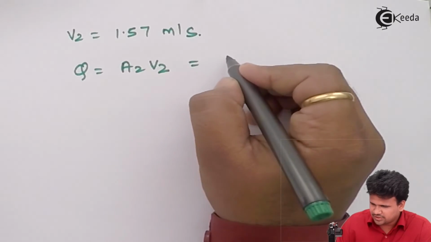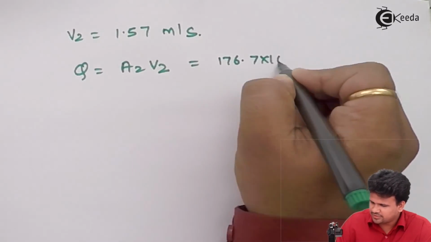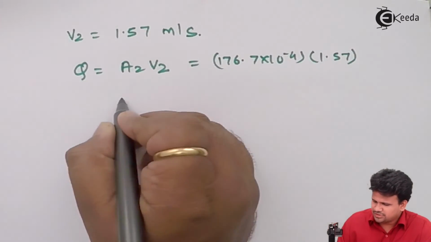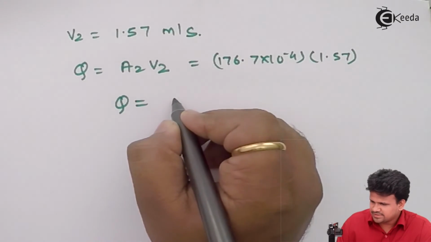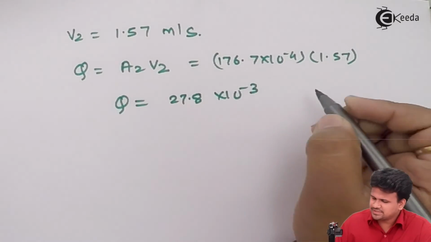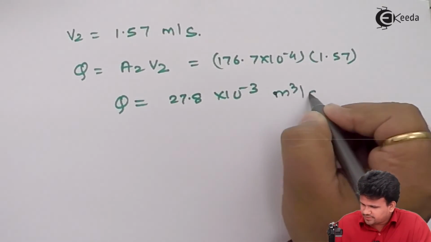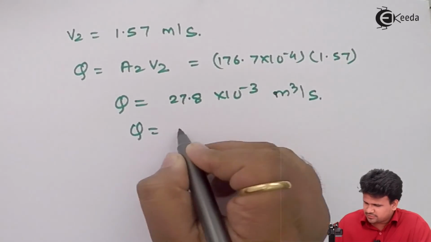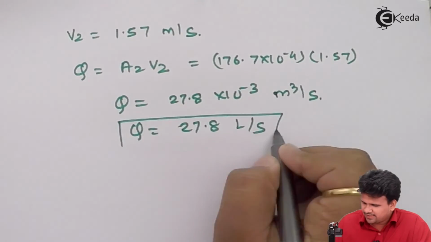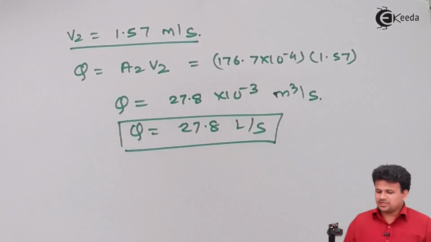So this is equal to 176.7 into 10 to the power minus 4 into 1.57. The discharge will come out to be 27.8 into 10 raised to minus 3 meter cube per second, or Q is equal to 27.8 liters per second. So we have calculated the discharge as well as the velocity.